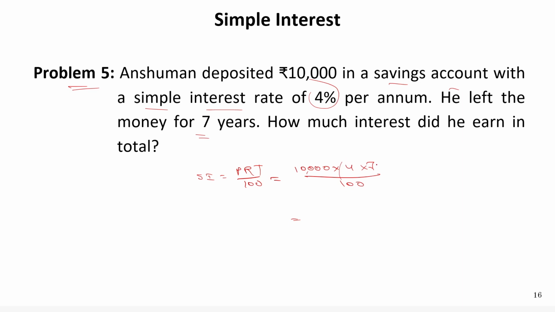Because these are in percentage, and this is in years. So cancelling 2 zeros out from here, what we are left with is 1000 into 4 into 7. So 7 into 4 is equal to what? 28,000. He left the money for 7 years. So cancelling 2 zeros out from here, right? So it will be 100 into 28. That is equal to 2800. So 2800 will be the correct answer.